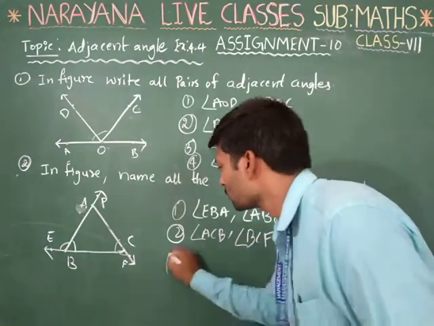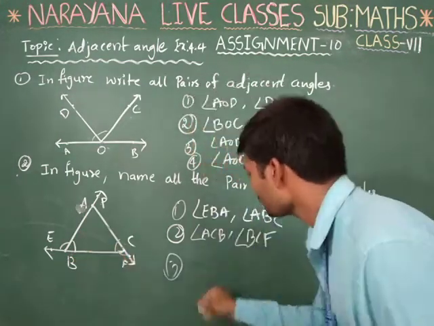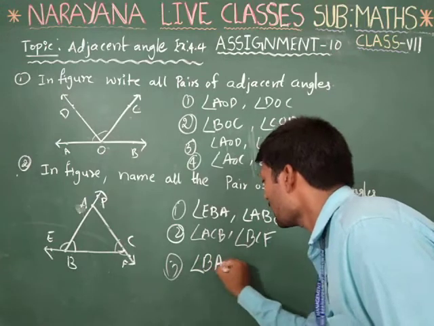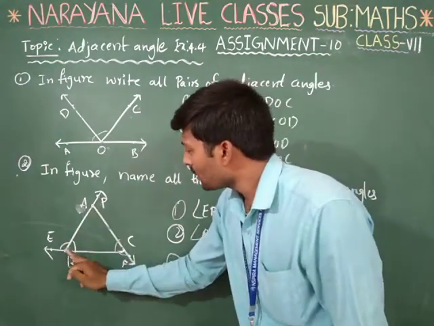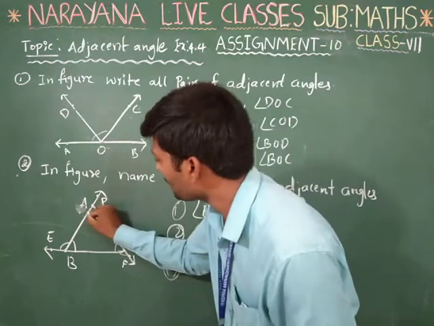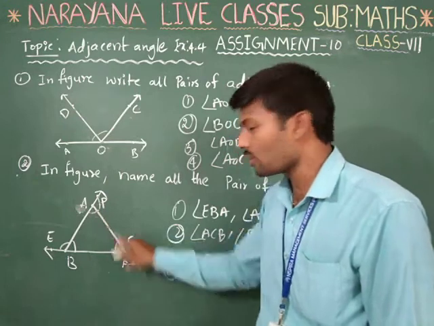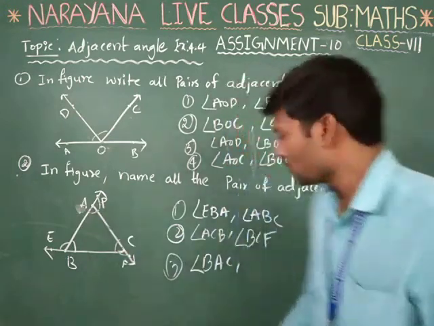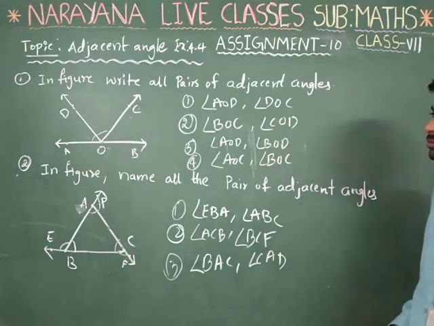Let's take one more, the third one. This is angle BAC, and one more, angle CAP. If you take this angle BAC as well as CAP, these two angles have a common arm and a common vertex A, so these two are a pair of adjacent angles.